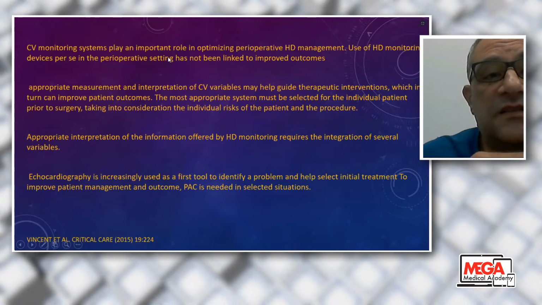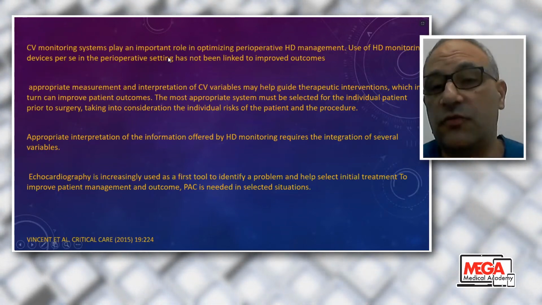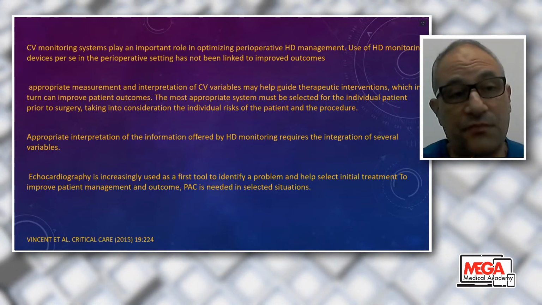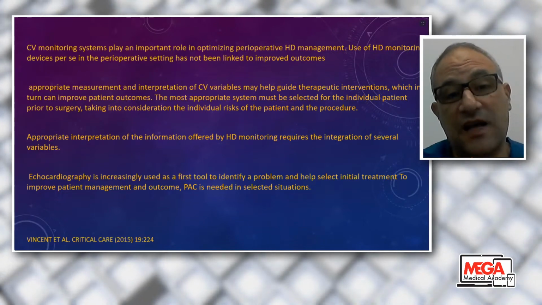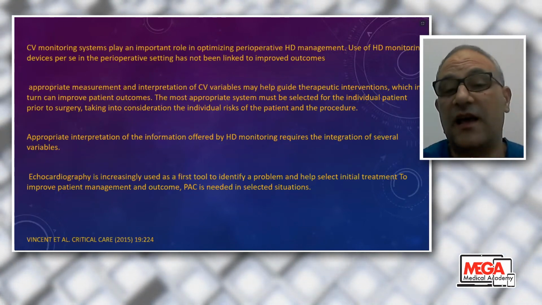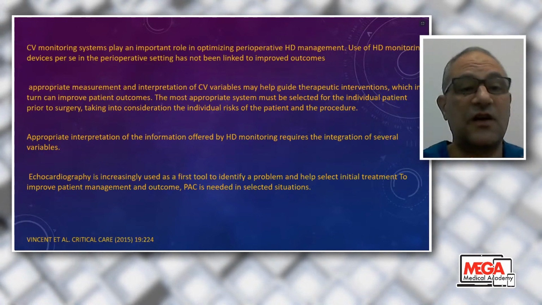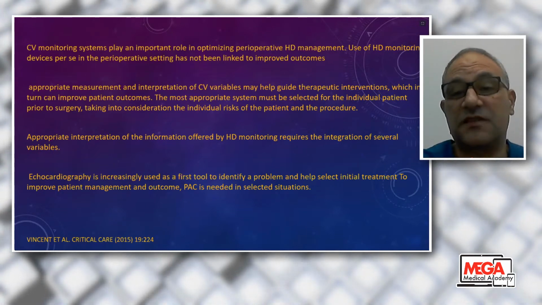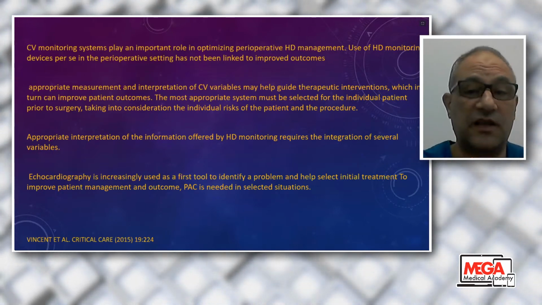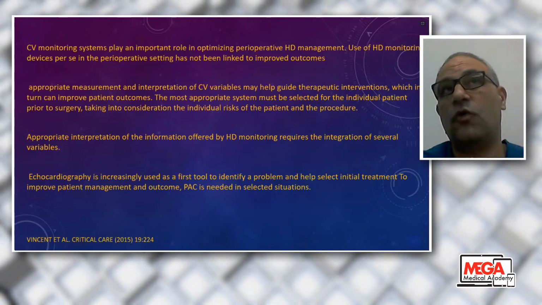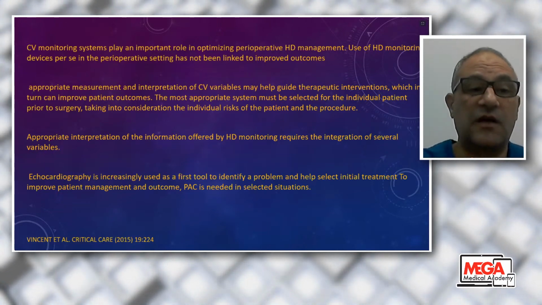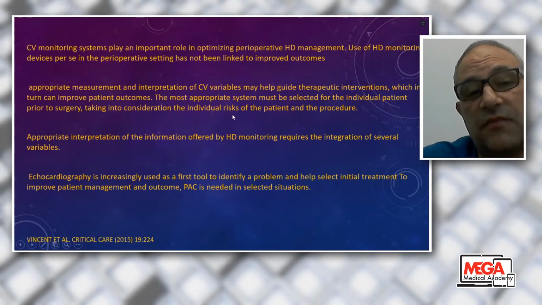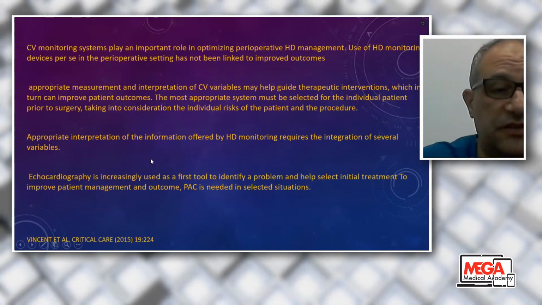Cardiovascular monitoring systems play an important role in optimizing perioperative hemodynamic management. Use of hemodynamic monitoring devices per se does not improve the outcome, but appropriate measurements and interpretation of cardiovascular variables help to guide the therapy with interventions, which will finally improve the outcome. The most appropriate systems must be selected for the individual patient. Every patient has his own suitable monitor, and this decision is taken prior to surgery, keeping in mind the individual risks of the patient and the procedure.